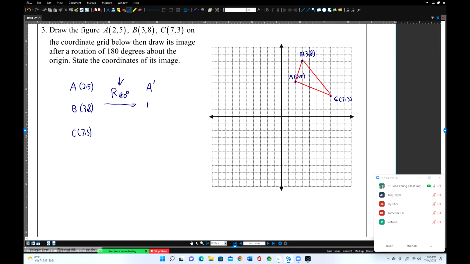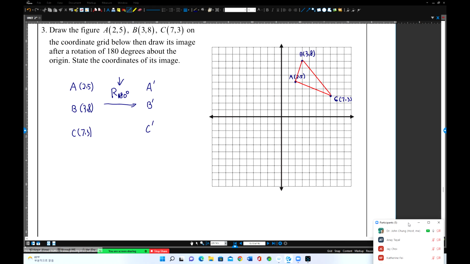A prime, B prime, C prime. 180 degrees. Don't switch. We are not going to switch. That's right, we can't switch. We cannot. Same order, but we need one more. Put both on the negative side. Same order. Negative. Same. Negative.